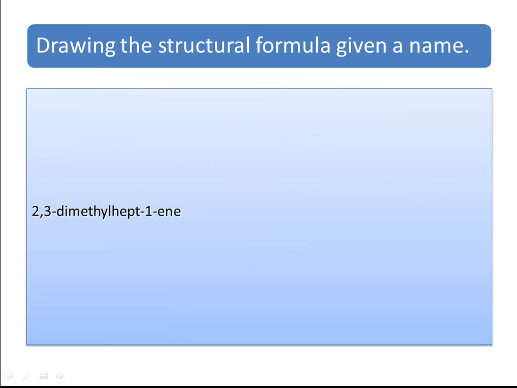We've got 2,3-dimethyl hept-1-ene. We've got a double bond, and on the first carbon of this 7-chain backbone of the molecule, we've got 2 methyl groups that are sitting on carbon 2 and carbon 3. So what do we do? We write our 7 carbon atoms, 1, 2, 3, 4, 5, 6, 7. And on carbon 2 and 3, I'll put a CH3. And on carbon 1, I've got a double bond. I'm counting from this side, as you can see, by my choice of having this as carbon 2 and carbon 3.